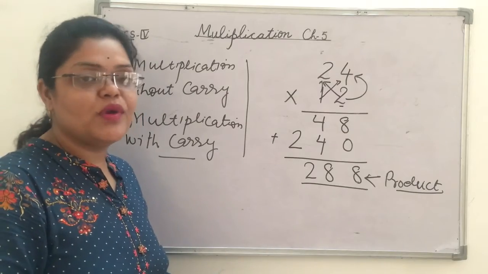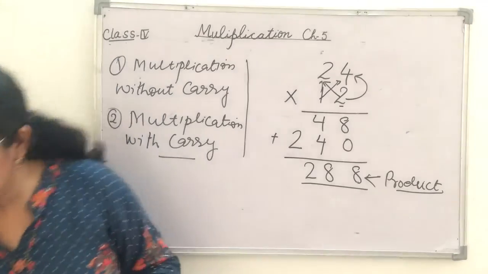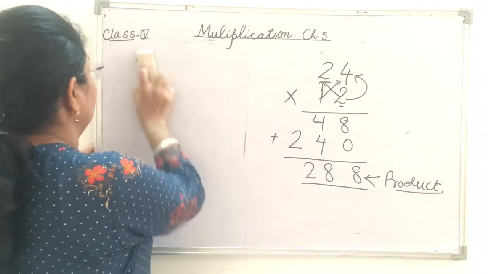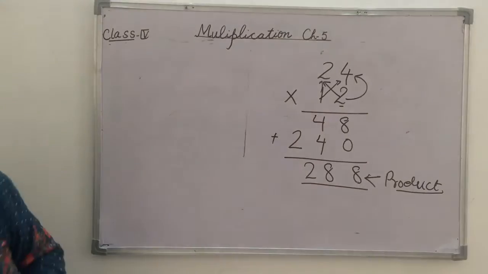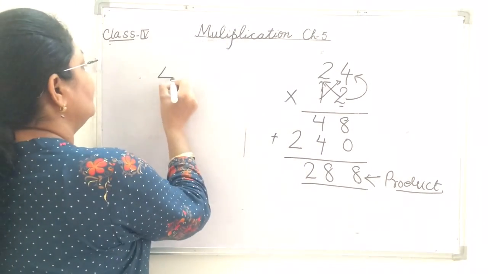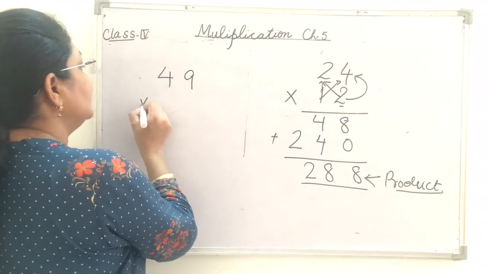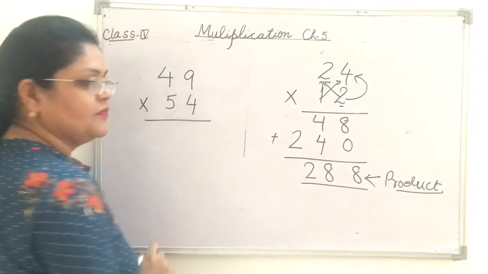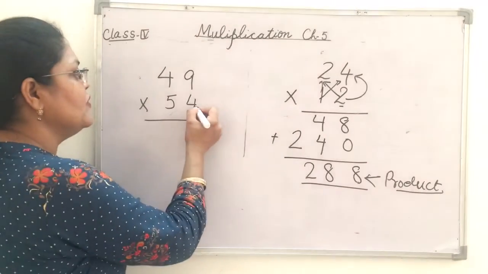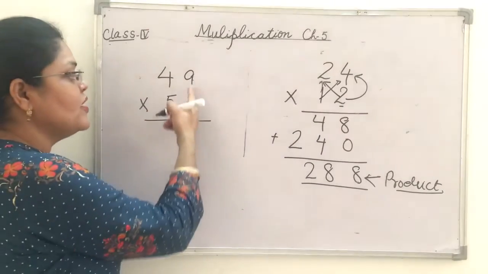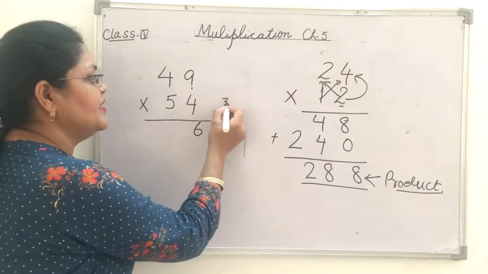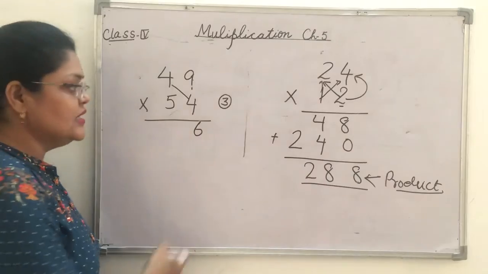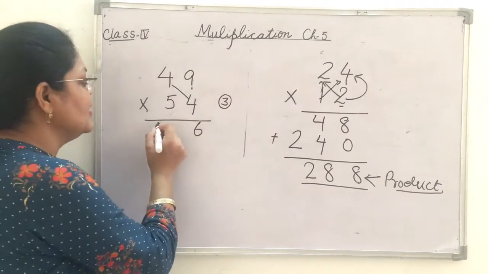Now we will do one more question with carrying. Let's do it. Suppose we have the number 49 multiplied by 54. Again, what will you do? We will multiply 4 with 9. 4 9s are 36. There will be 3 carry. Now what will you do? 4 4s are 16. 16 plus 3 will be 19.